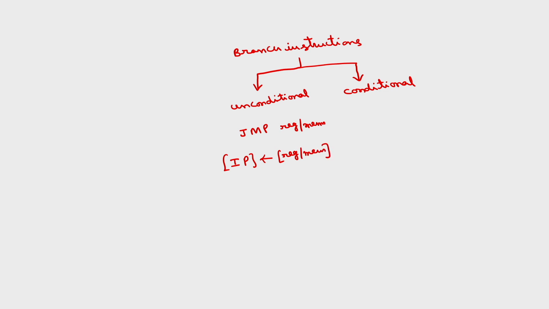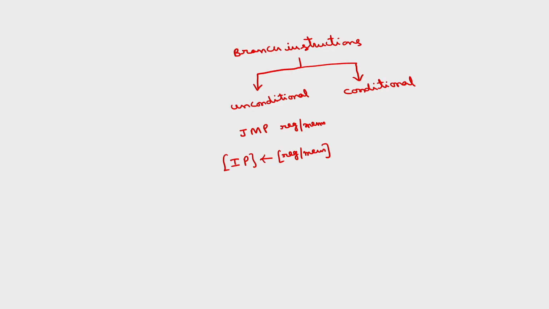We know the purpose of this instruction pointer, which always holds the 16-bit offset from the starting of that particular segment to the instruction which is to be executed next. This always holds the address, here only the offset, of the instruction which is to be executed next. If you want to execute the instruction located at a particular address, then you have to write simply jump comma that address.